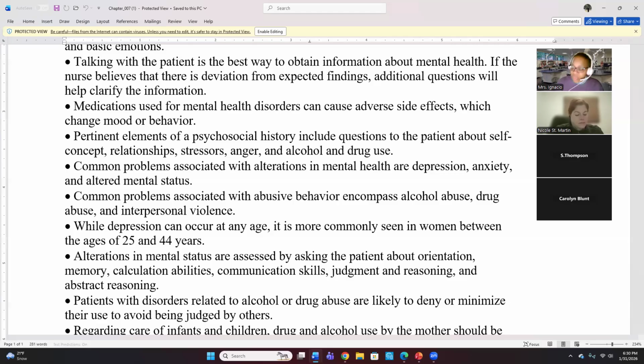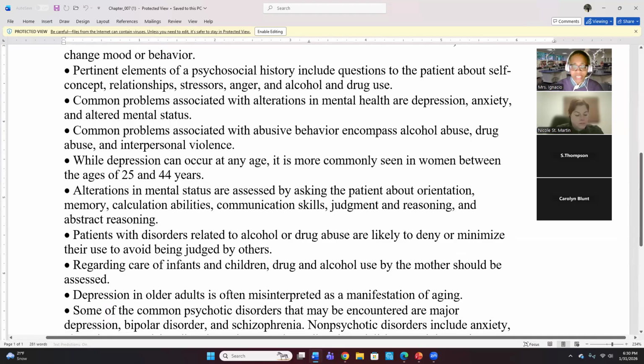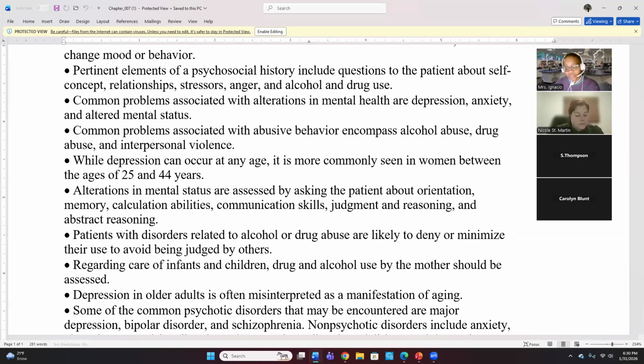Okay, so some of the questions we have to ask when we're looking at mental health assessment is what kind of relationships do they have? Do they have steady employment? How are they handling their stress? Are they using drugs and alcohol? Now, something that you're going to get into when you get into mental health is the dual diagnosis. Many of our patients have mental health concerns or mental illness, and they are also using substances like alcohol or drugs or street drugs. Okay, so that is a dual diagnosis. So we have to look out for that.